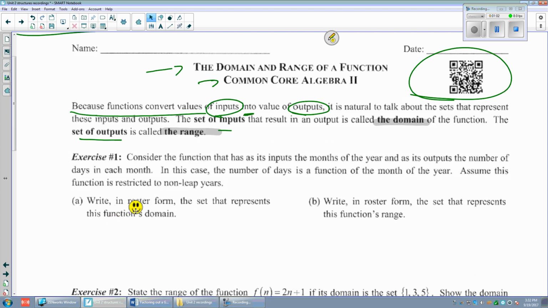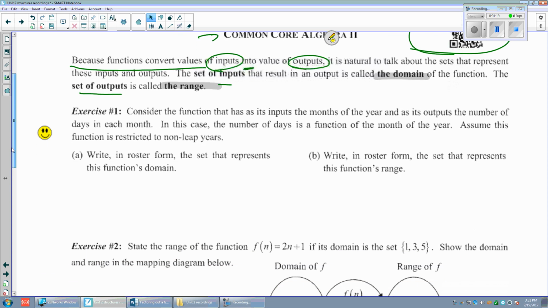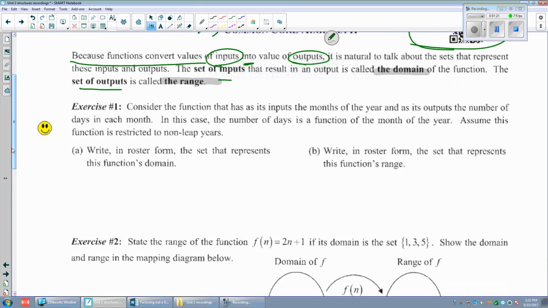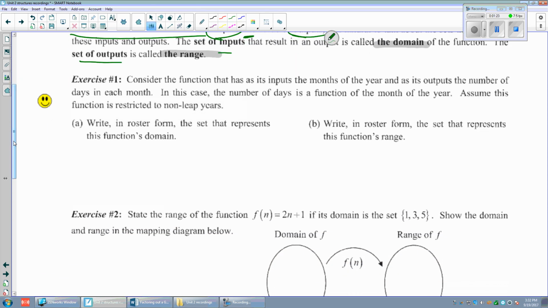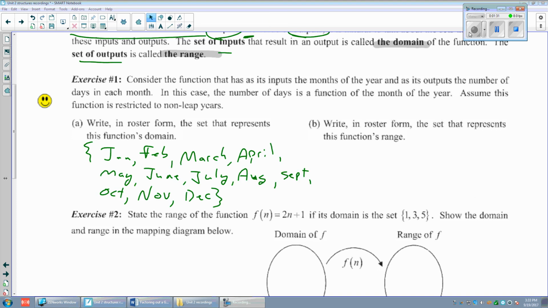Write in roster form. You have to know roster, interval, set builder. Okay, those are the three that we're going to use. Write in roster form the set that represents the function's domain. Domain, range, input, output, alphabetical order. Domain, alphabetical order. Roster form. List them. January, February. Magic of television, there they are.